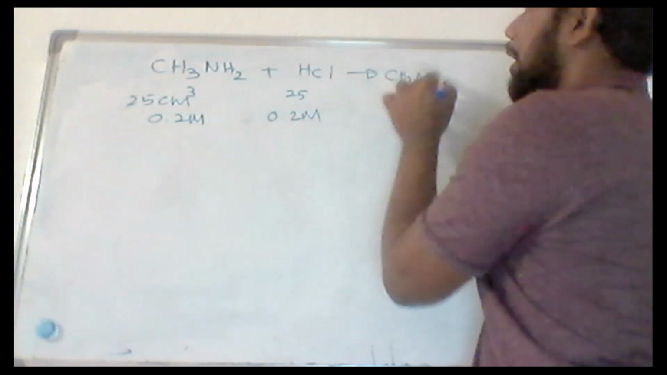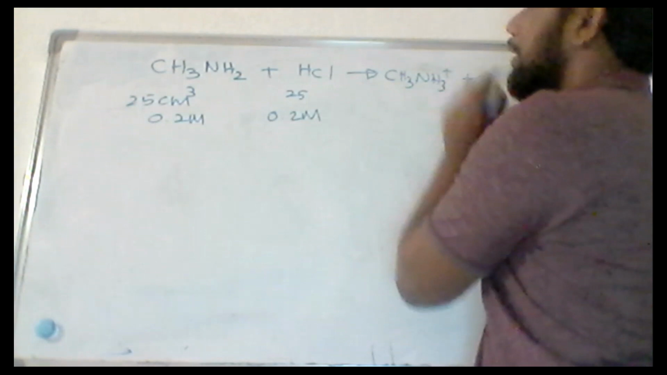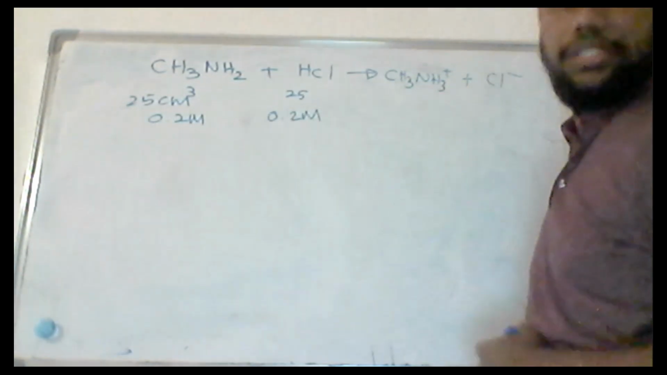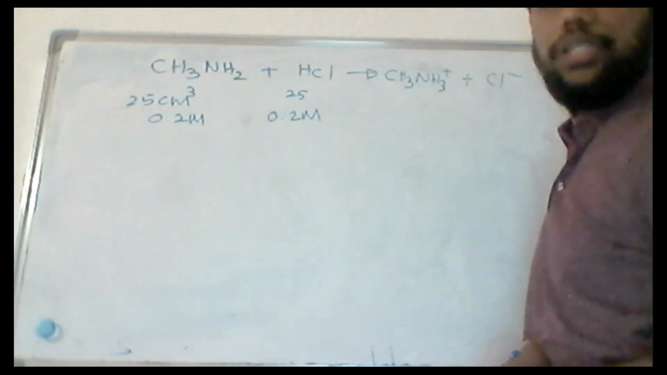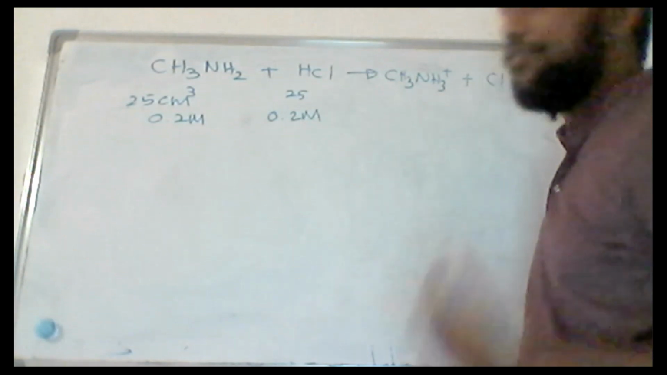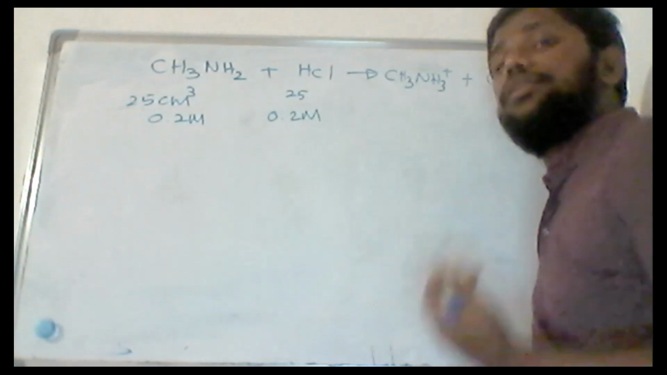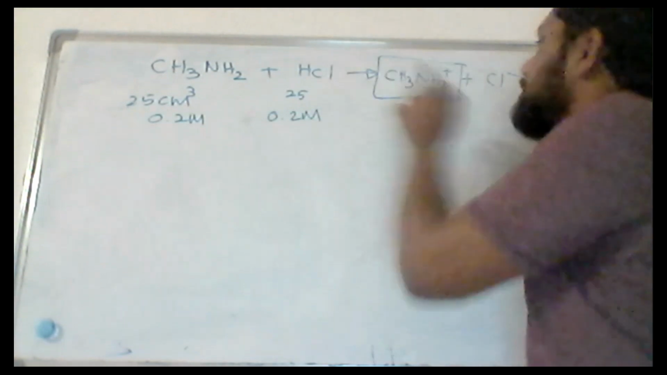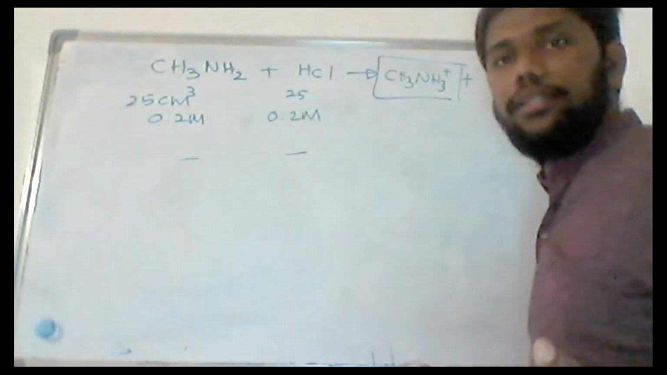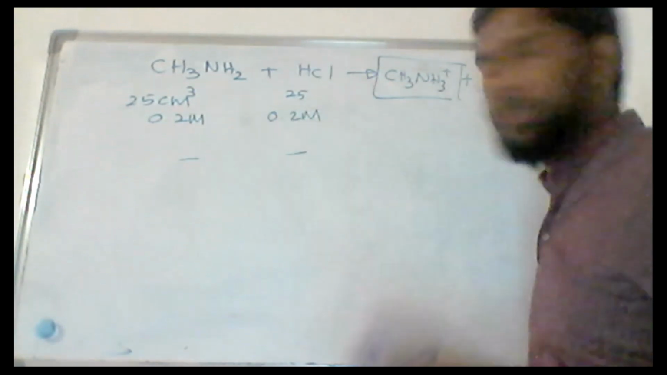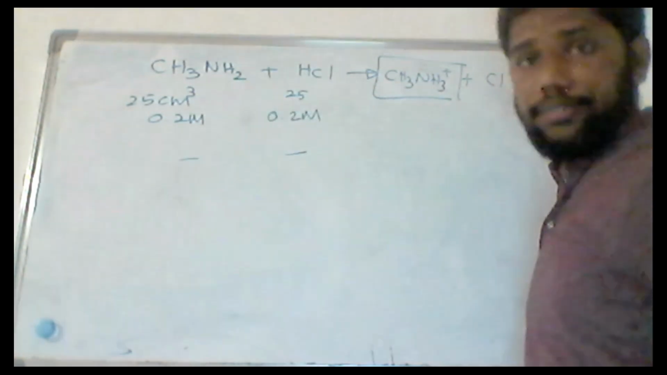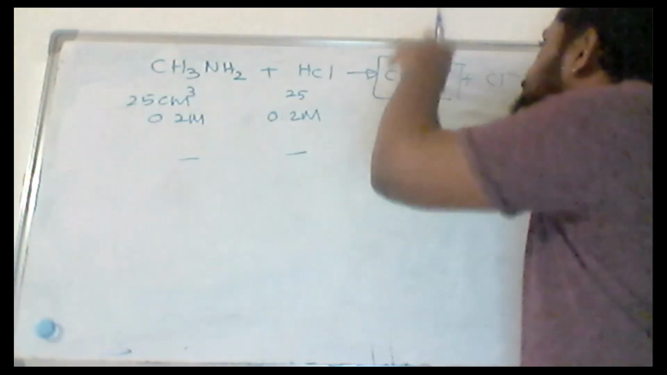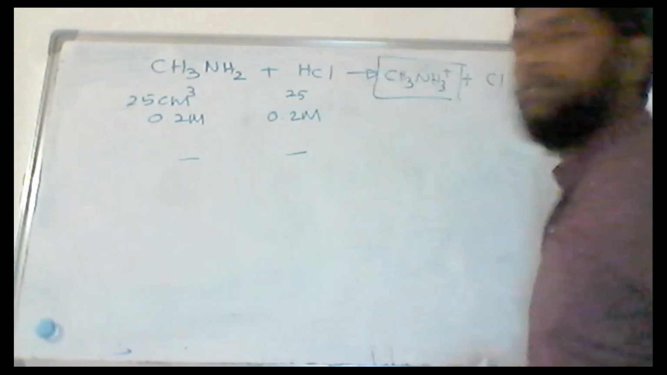CH3NH3 plus and Cl minus, right? When this titration is carried out, this is what normally is going to happen. And don't forget that at the end point or the equivalence point, there will be only this species, because these two are going to completely react, since the stoichiometry is 1:1 and the same amount should be reacted as per the given information.